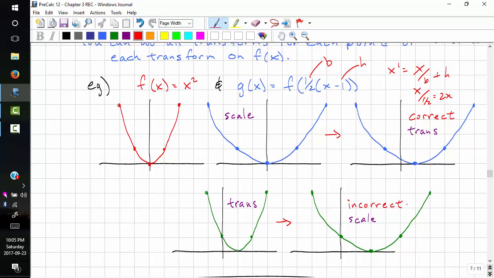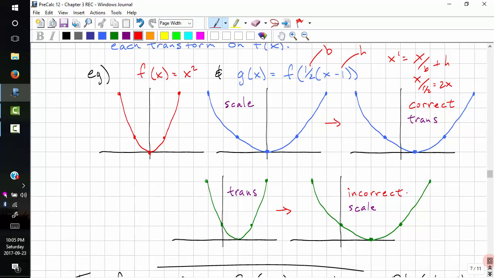Now let's look at this. If we go from our original function and do the translation first, we go from 0 to 1. We go from 1 to 2, -1 to 0, -2 to -1, 2 to 3. Now we do the scaling. This point is at 1, it goes to 2, 0 stays at 0, -1 goes to -2, and 2 goes to 4, and 3 goes to 6. Notice that these two graphs are different, and this is the incorrect graph because it's done in the wrong order.